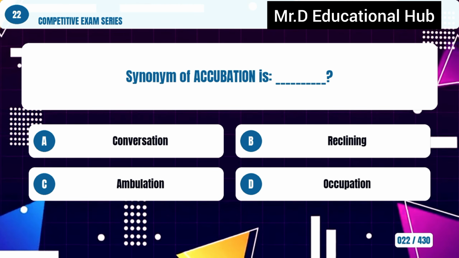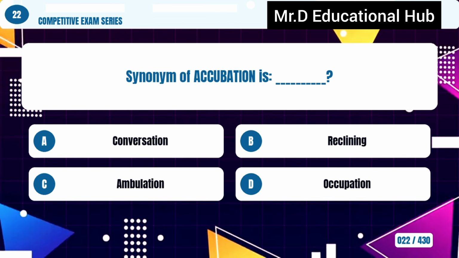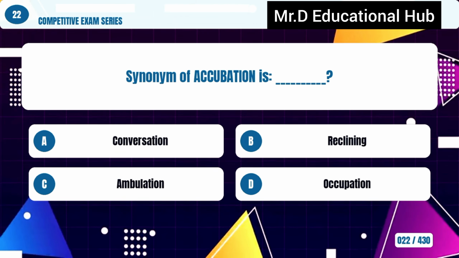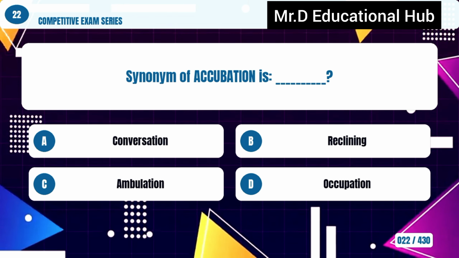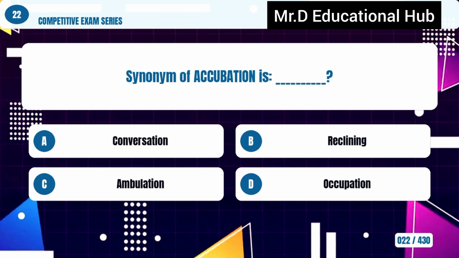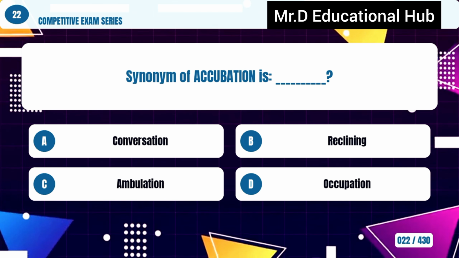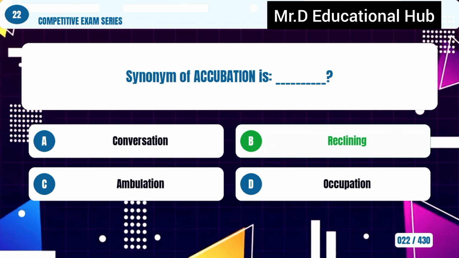Question: synonym of accubation is blank. Option A, conversation. Option B, reclining. Option C, ambulation. Option D, occupation. Correct answer is option B.